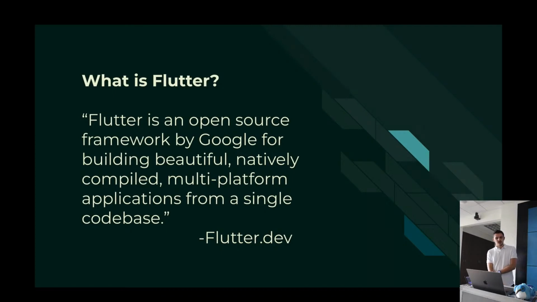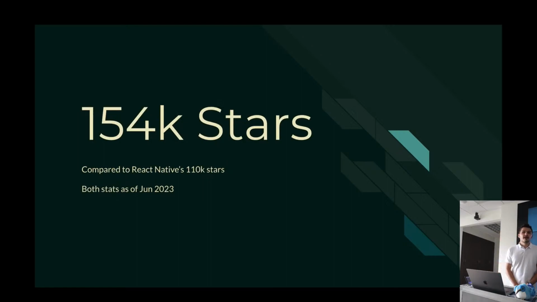First, what is Flutter? According to Flutter.dev, Flutter is an open source framework by Google for building beautifully native compiled multi-platform applications from a single codebase. And just to give it a quick comparison to its biggest rival, React Native, Flutter has now surpassed React Native. As of June 2023, on GitHub, Flutter has 154,000 stars compared to React Native's 110,000 stars. The reason I point this out is typically React Native has always been the top dog, and Flutter is always compared directly to React Native. But Flutter has been getting so much steam over the last couple of years that now we've officially passed React Native by a substantial amount.